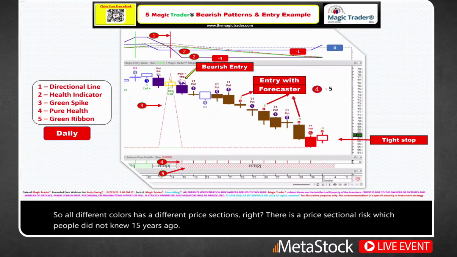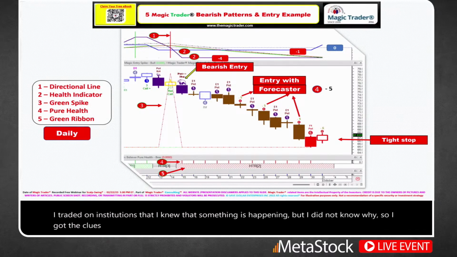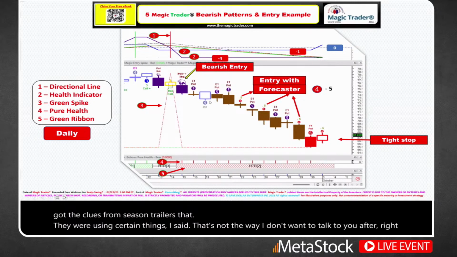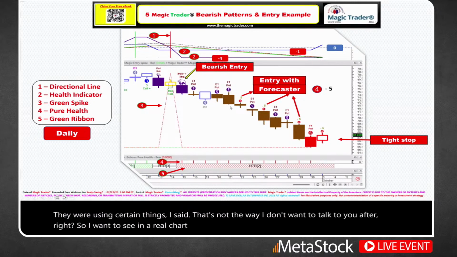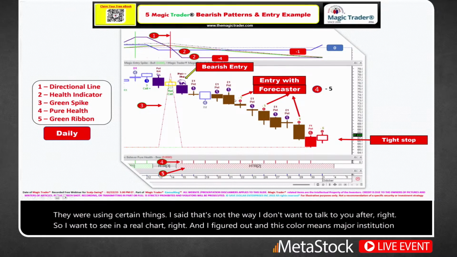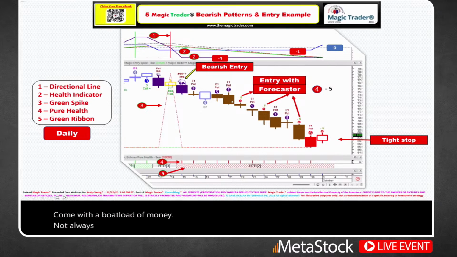I traded on institutions that I knew that something is happening, but I did not know why. So I got the clues from seasoned traders that they were using certain things. I said, that's not the way. I don't want to talk to you after, right? So I want to see it in a real chart, right? And I figured it out. And this color means a major institution comes with a boatload of money.